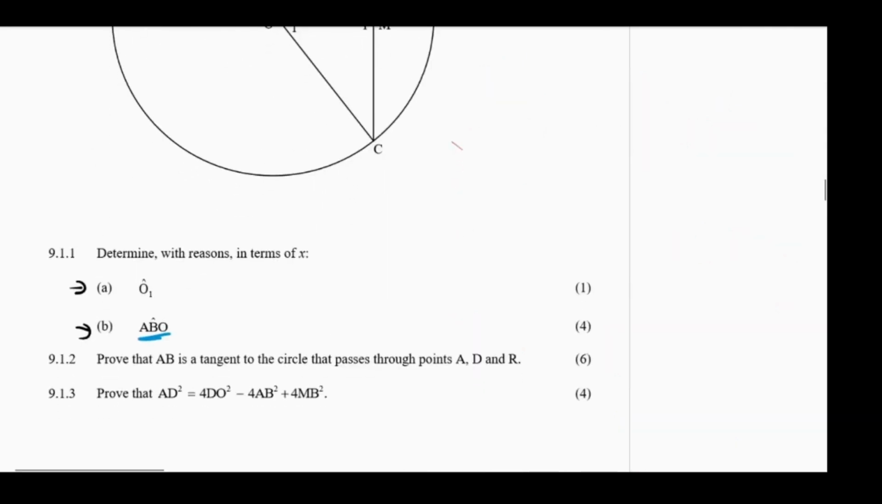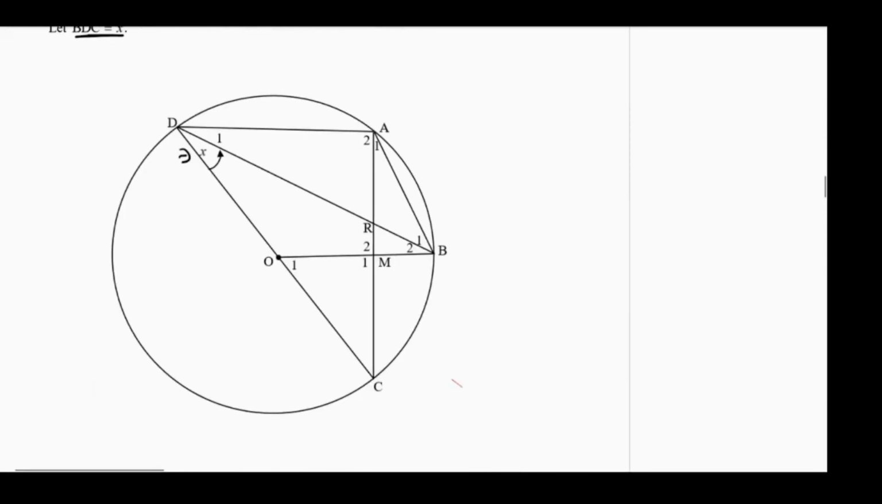Okay, so now I'm going to do 9.1.2. We are asked to prove that AB is a tangent to the circle that passes through ADR. So let's first look at that circle that passes through these points A, D, R. Let's draw that circle. It will look something like this, and this would be our A point, this would be our D point, this would be our R point. And then the line AB, so this is A, this would be B, this would be the tangent, and it will look like this.